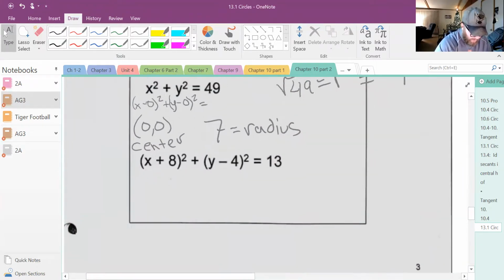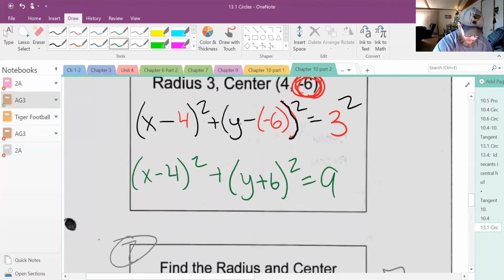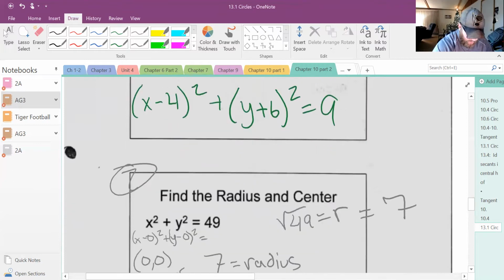Okay, so I have x plus 8. Now remember, my general formula is x minus h. So what does that mean? If I get x plus 8, what does it actually mean about that 8? Is it going to be negative or positive? Well, let's look at the one we just did. Remember, this y minus a -6 turned into y plus 6. And our k was -6.